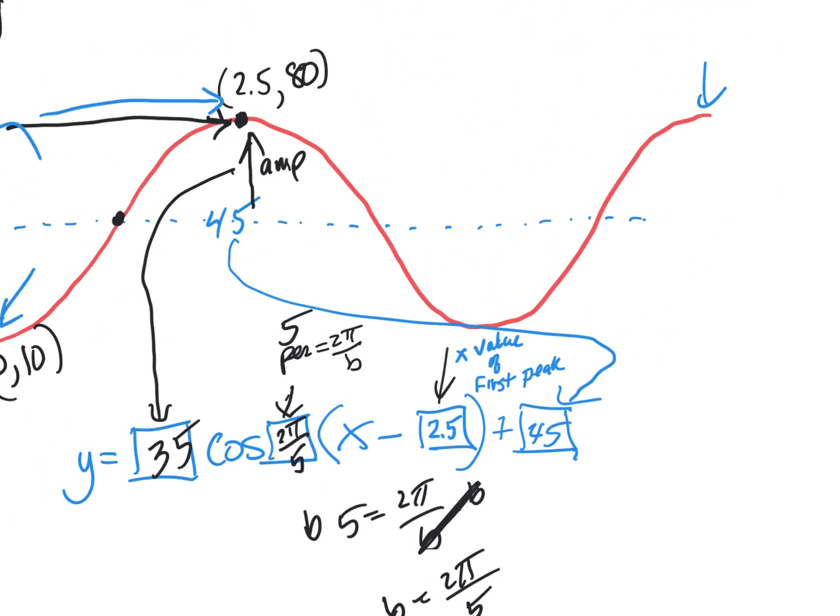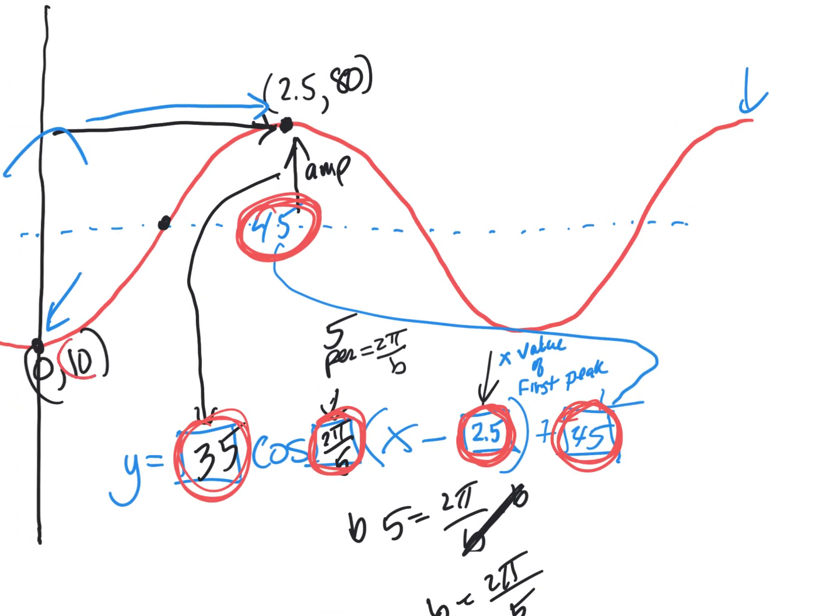All right, so there's my final answer. And let's talk through where each thing came from again. This was the amplitude, and that's from the midline to the top. This came from that equation, period equals 2 pi over b. You knew what the period was, 5 minutes, so you just solved that. This one was the x value of the first peak, and this is the midline. We get the midline here at the 45 from averaging the low spot and the high spot.